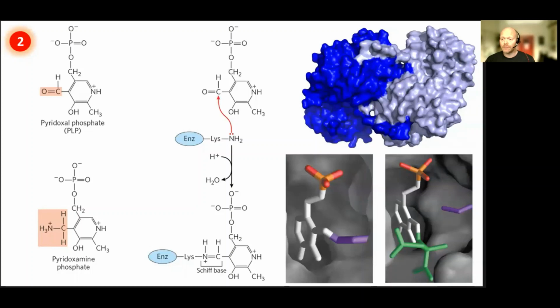Pyridoxal phosphate, PLP, is bound through non-covalent interactions and covalently through an aldimine or a Schiff base linkage to a Lys residue at the active site. This is shown here.